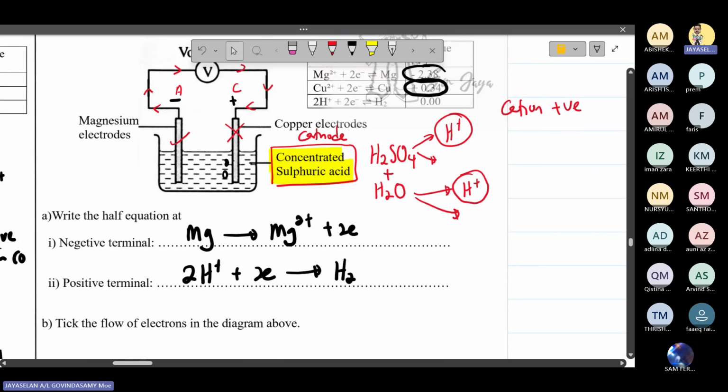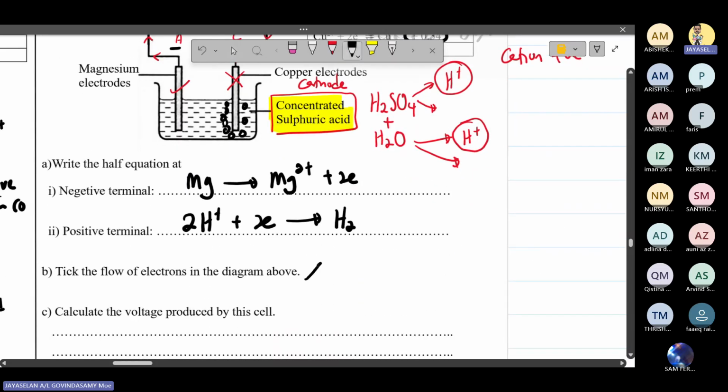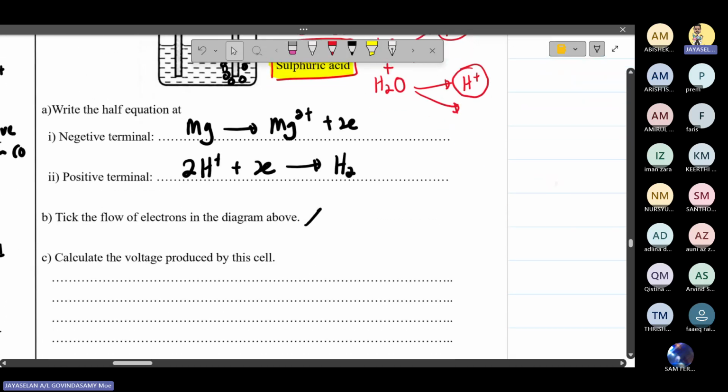Cathode, you can see a lot of colorless gas bubbles moving around the cathode. Any question? So, why did I tick the flow of electron? So dia sudah tanya kan, you sudah tick awal-awal kan? So tak payah risaulah, sudah tick from negative to the positive. Okay, so you already score 1 mark.